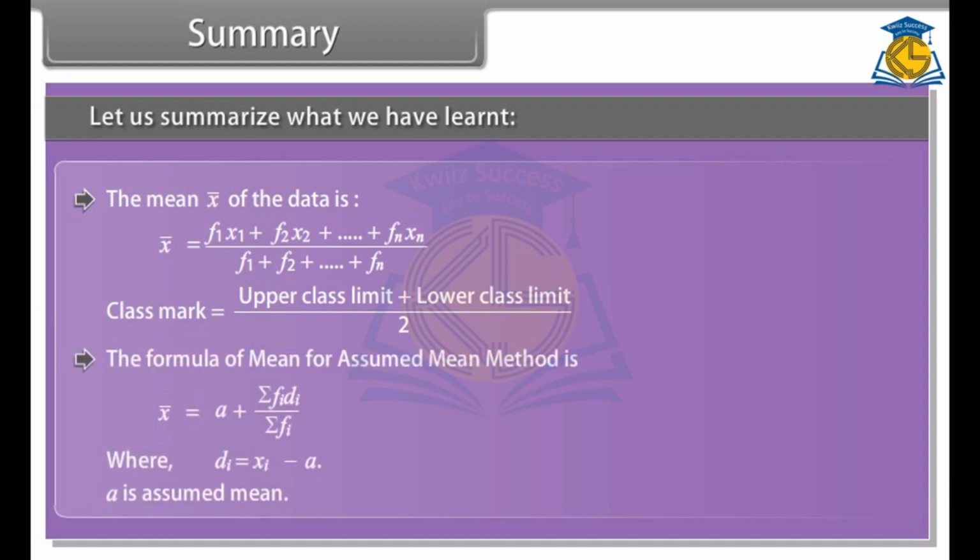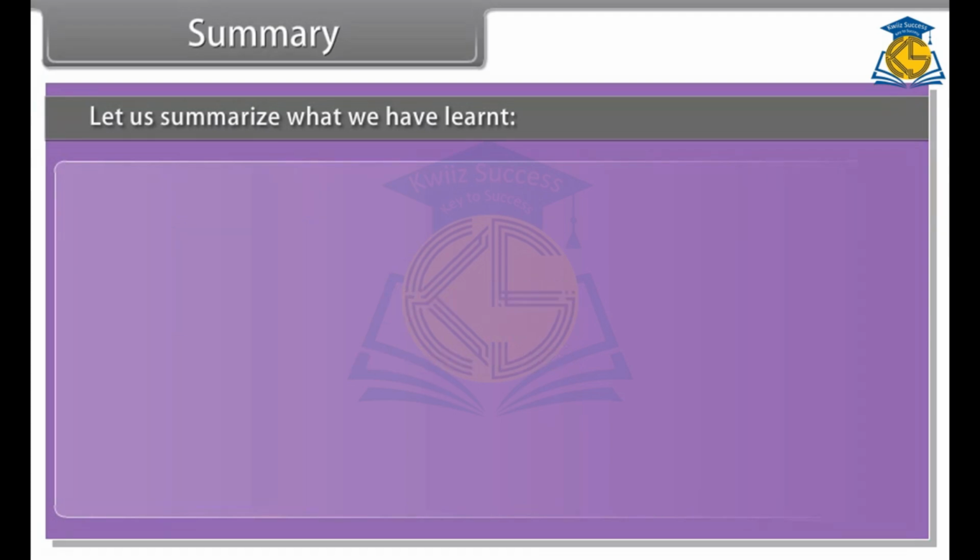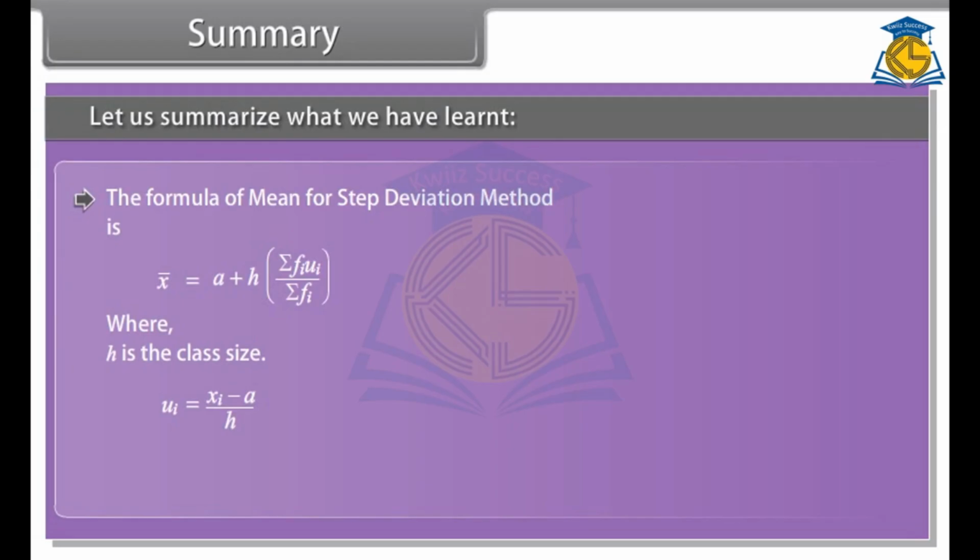The formula of mean for the assumed mean method is assumed mean plus summation of the product of fi and di divided by summation of fi, where di is equal to xi minus a. A is the assumed mean. The formula of mean for the step deviation method is assumed mean plus h multiplied by summation of the product of fi and ui divided by summation of fi, where h is the class size, ui equals xi minus a divided by h.